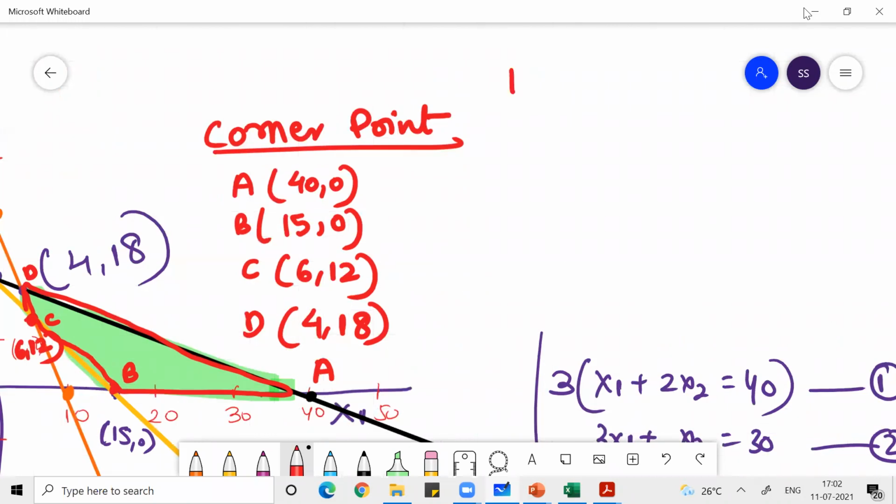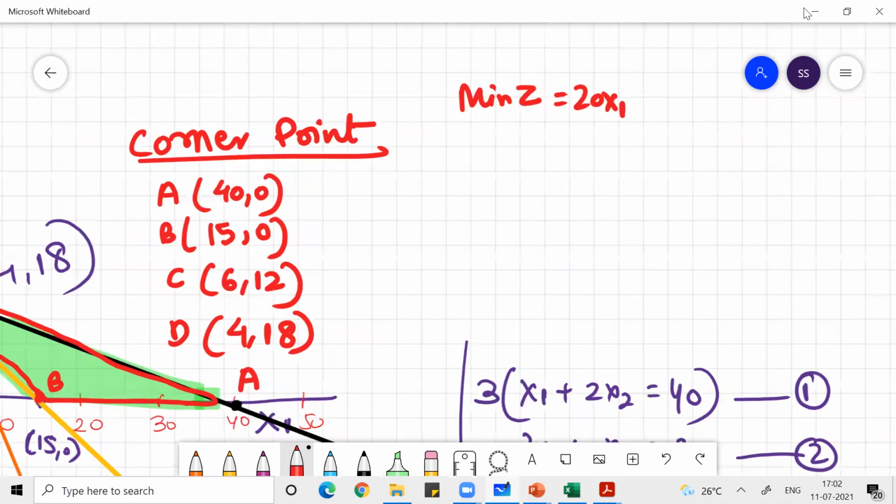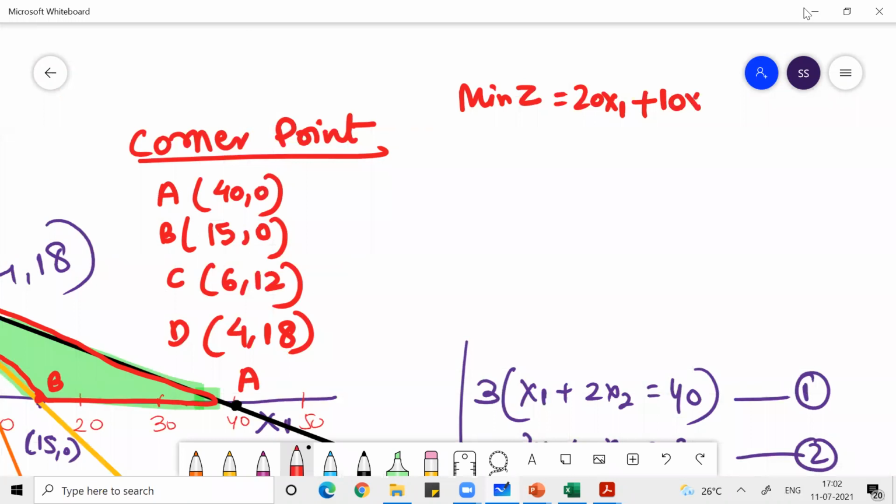And then what you do, write your objective function. Your objective function was minima, not maxima. Minimize z is equal to 20x1 plus 10x2. This was your objective function.